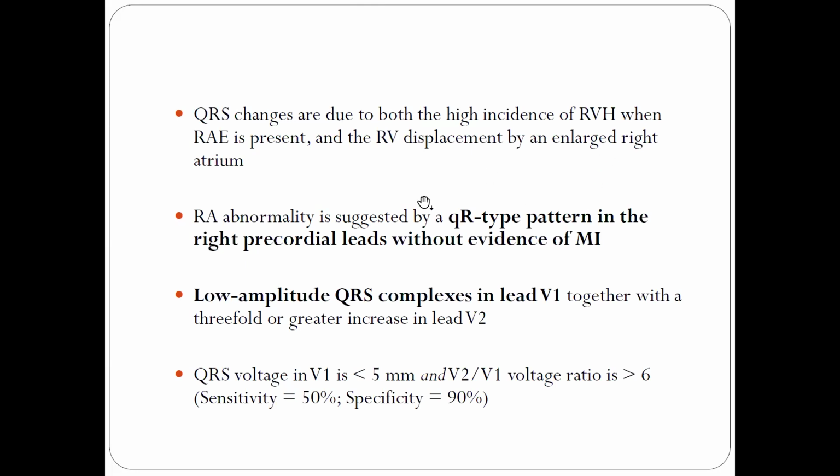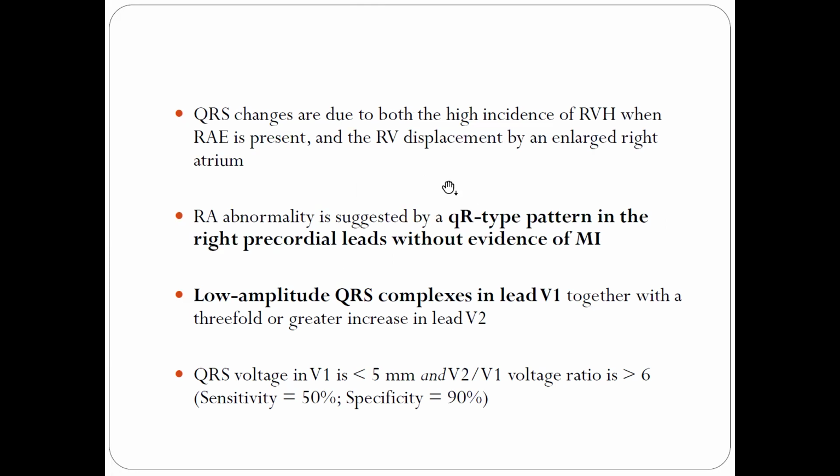So if you find in ECG of atrial fibrillation, if there are RVH changes, right ventricular hypertrophy changes, which is found by the presence of QR type pattern in the right precordial leads without evidence of MI. So that is a tall R wave. So if the R wave is taller in V1, the R wave in V1 is there.